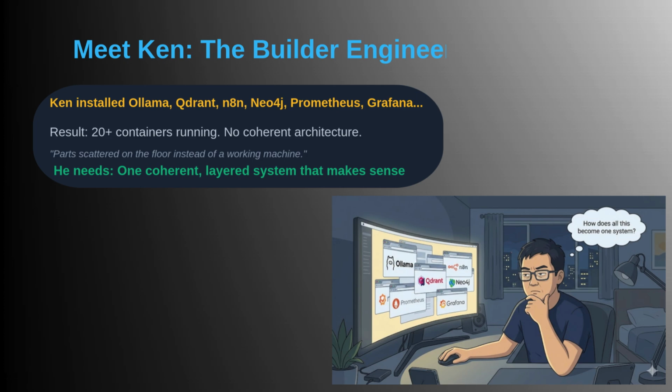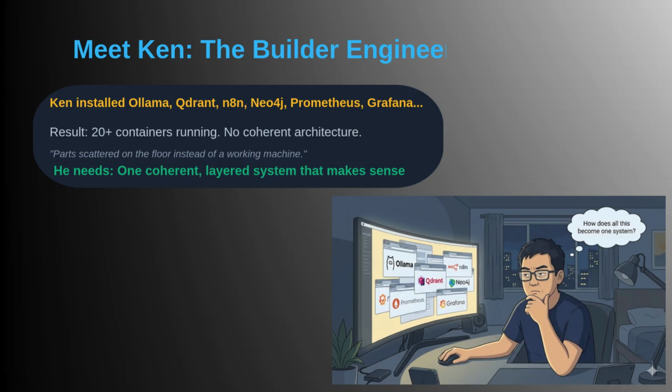Let's start with the kind of engineer this video is for. Imagine Ken. He's a senior software engineer who has tried a lot of tools. He runs local LLMs with Ollama. He uses Qdrant as a vector database. He has n8n for workflows, maybe Neo4j for relationships, and Prometheus and Grafana to keep an eye on things.